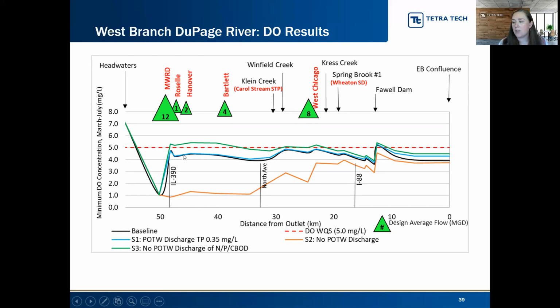However, it is kind of interesting just to show these bookends. I know I haven't really been focused on these graphics, but this orange line is representative of the wastewater treatment plants being completely shut off in the West Branch. And we see minimum dissolved oxygen is quite low. So someone could look at this graphic and say, oh, wow, wastewater treatment plants are improving dissolved oxygen in the stream. Yes, they can provide a resource because of the flow that they're providing.